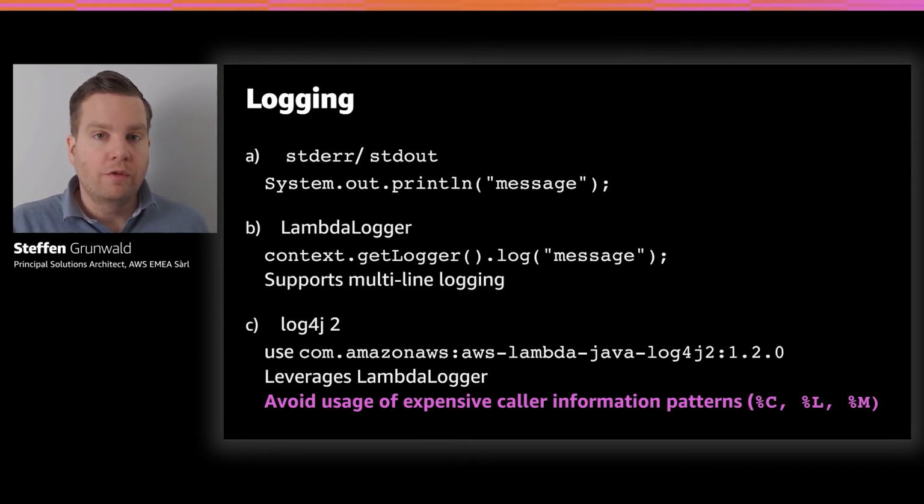But please refrain from using the caller information patterns like C, M, and L. This is a very convenient way to log the class name and the method name where you're logging, and also the line number. But think for a moment about how log4j does get this information at runtime. It does so by creating a stack trace and parsing that stack trace. And this, you can imagine, is quite an expensive operation at runtime if you log often.